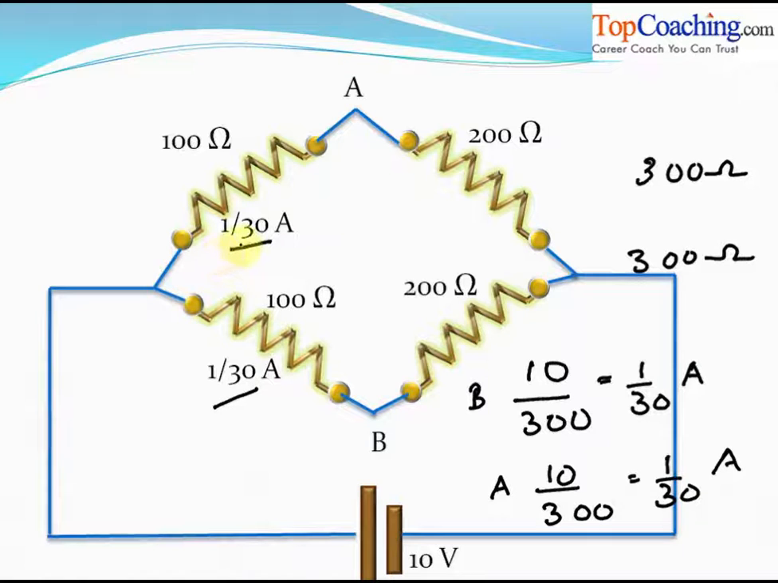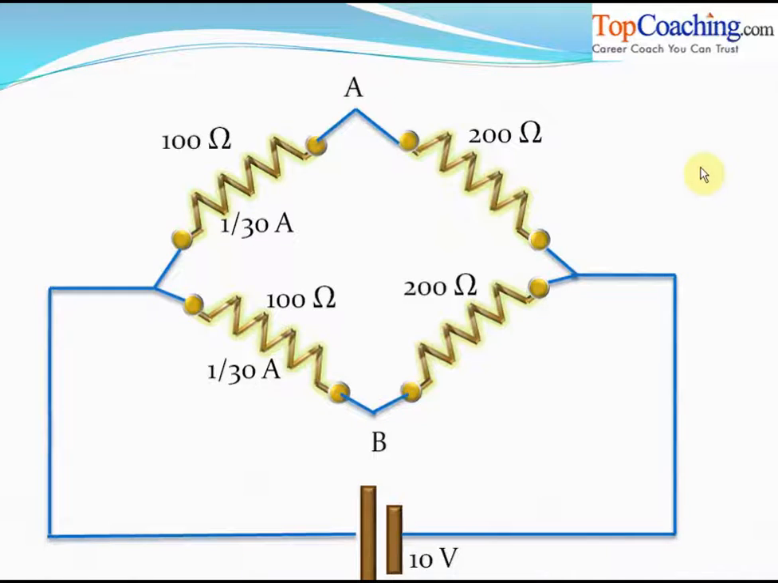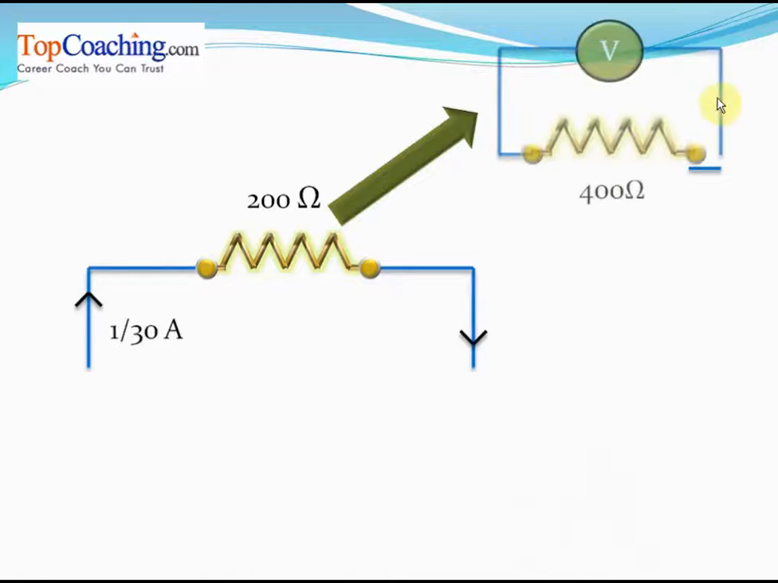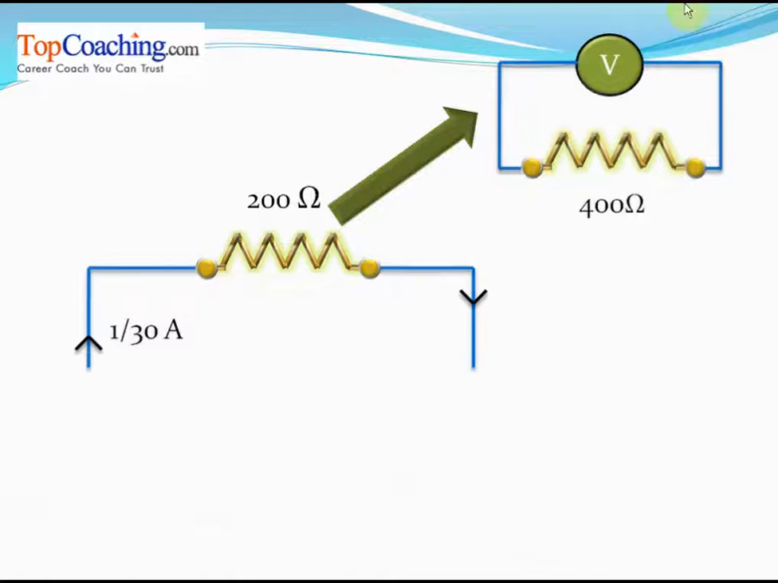That also means that a current 1 by 30 amperes flows through this 200 ohm resistance. Now the fact is that this 200 ohm resistance is actually the combination of the two 400 ohm resistances that we were given. One 400 ohm resistance that was given in the circuit and the voltmeter which has a 400 ohm resistance, isn't it? So this 200 ohm resistance is the same as this circuit here, consisting of the 400 ohm resistance and the voltmeter. Remember we had calculated the equivalent resistance of these two resistances and replaced this circuit with 200 ohms.